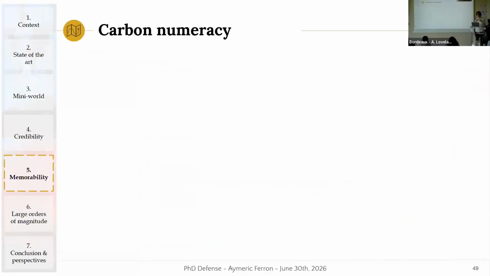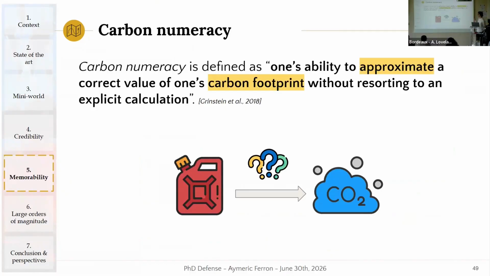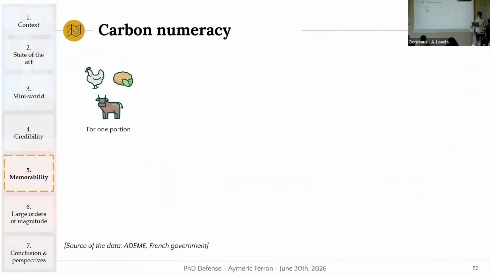So our goal was to design a VR experience aiming to improve people's carbon numeracy. Carbon numeracy is defined as one's ability to approximate the correct value of one's carbon footprint without resorting to an explicit calculation. For example, if I ask you, how much greenhouse gas emissions will be emitted when you are burning 4 liters of gas, if you have a high carbon numeracy, you should be able to say, approximately X greenhouse gas emissions.